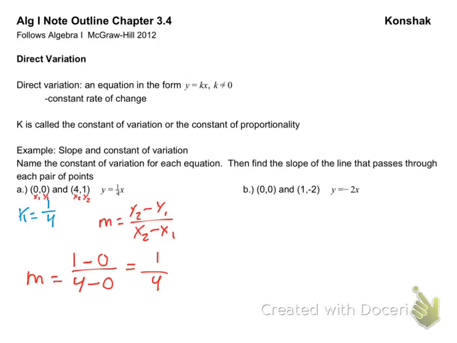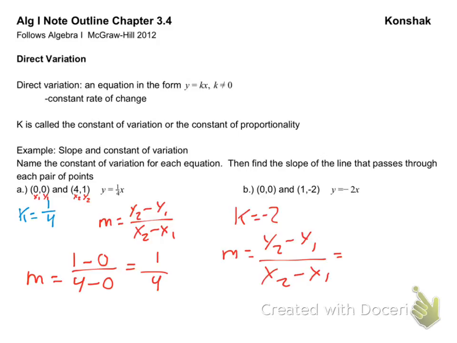What's the constant variation? K is equal to -2. Why? Because it's in front of the x right there. It's -2. That is a -2. Then, going with slope again, guess what I'm writing down again? Slope formula.